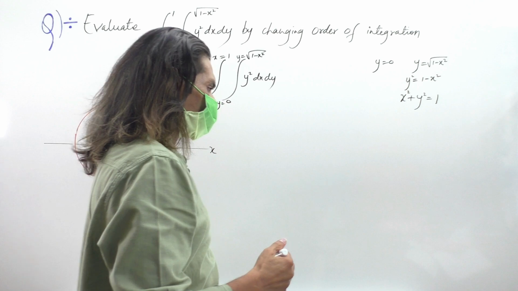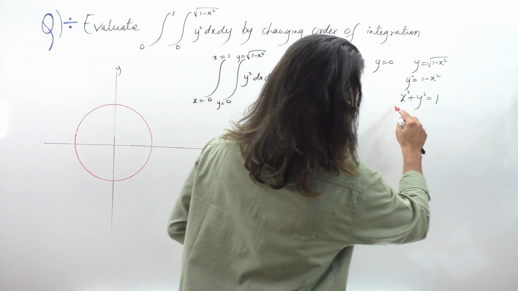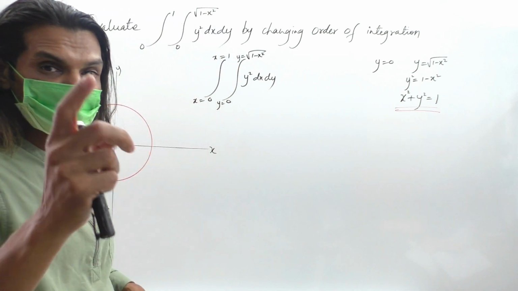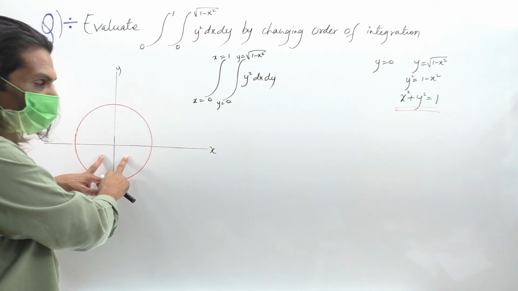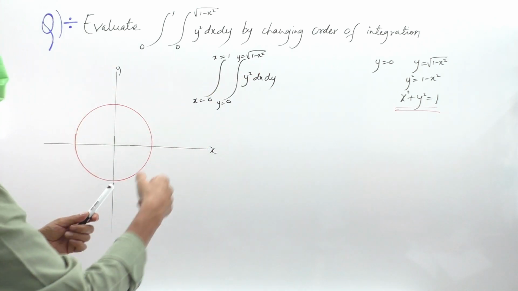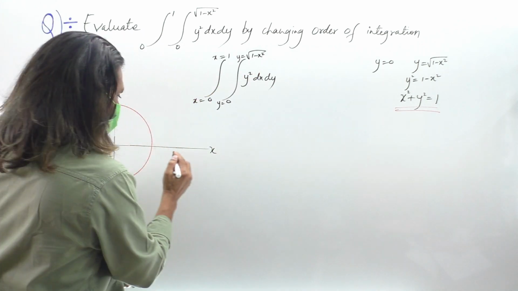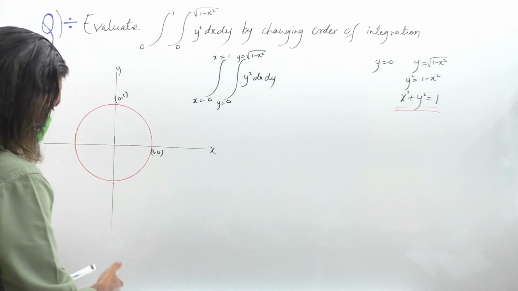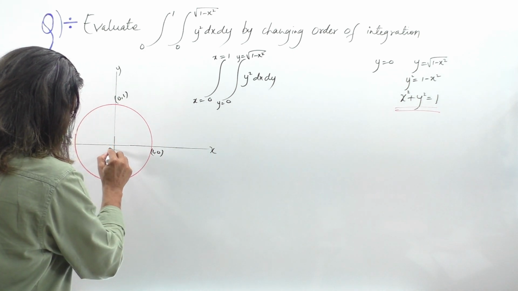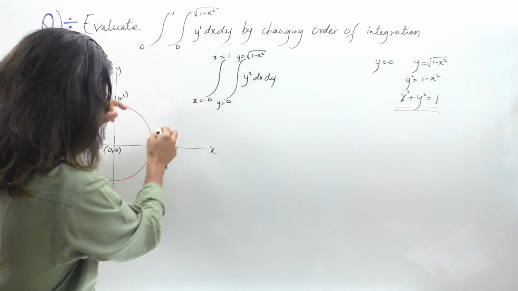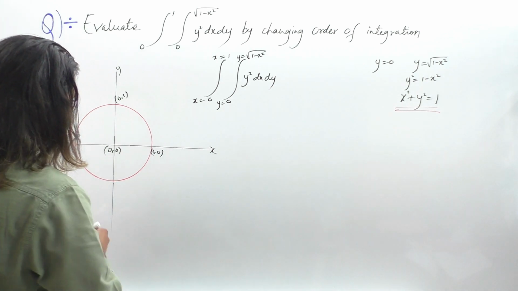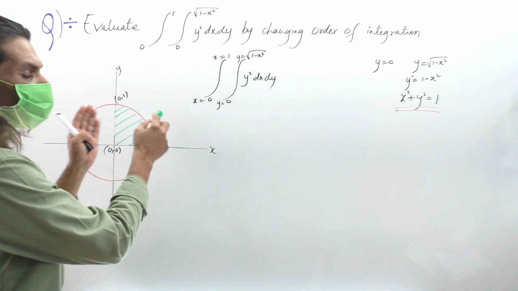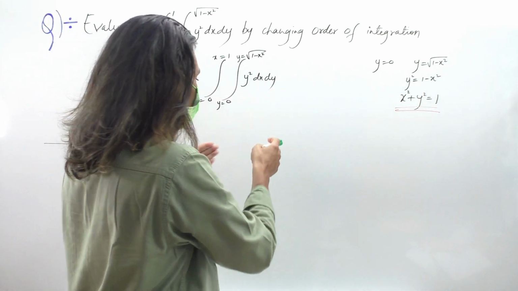This is nothing but a circle with radius 1. I have drawn it here. Since the radius is 1, it will intersect at 1 comma 0 on the x axis and 0 comma 1 on the y axis, and this is my origin. Since they mentioned 0 to 1, we take the first quadrant. This is the graph we are interested in. Now we have to change the order for this problem using this graph.